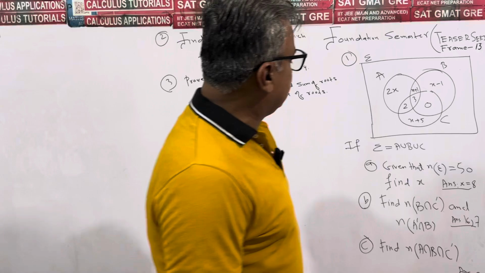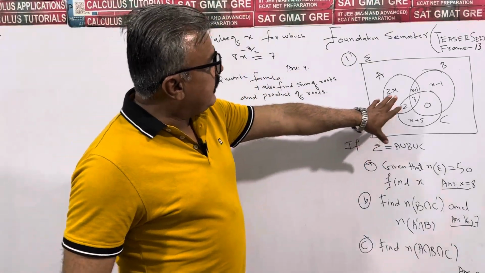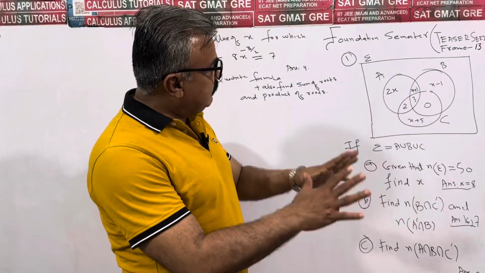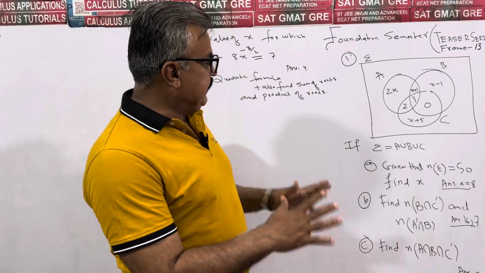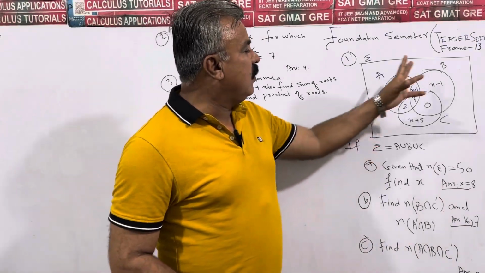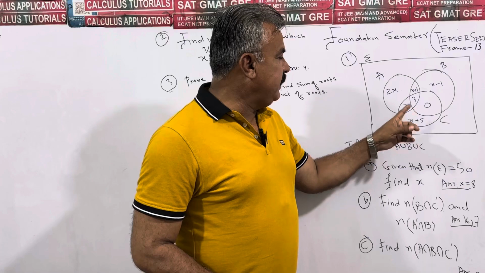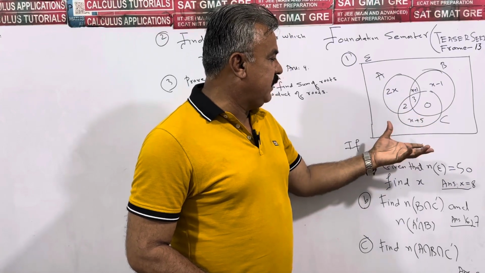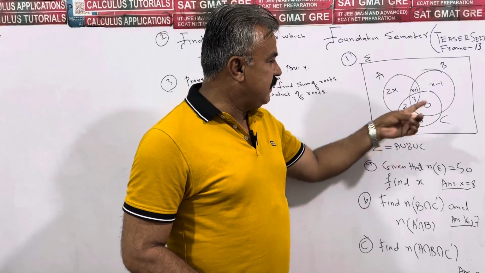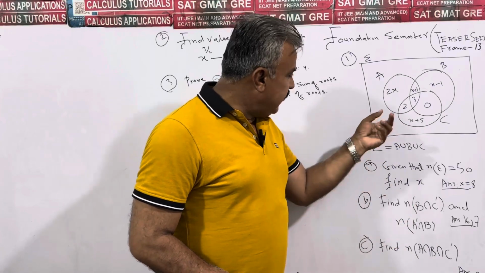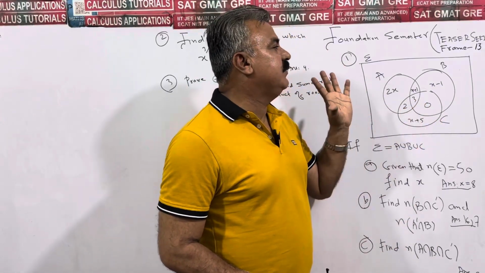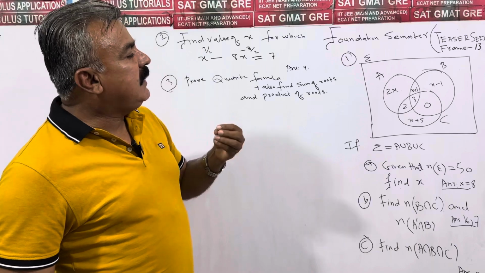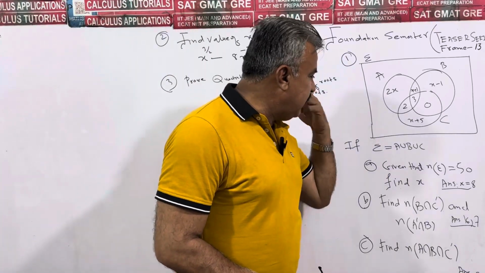It's a good one. We have been given a diagram with three sets A, B, and C. They are all overlapping. Overlapping means A intersection B is something, A intersection C is something, B intersection C is something, A intersection B intersection C is also something. Overlapping means they must have at least one element in common.